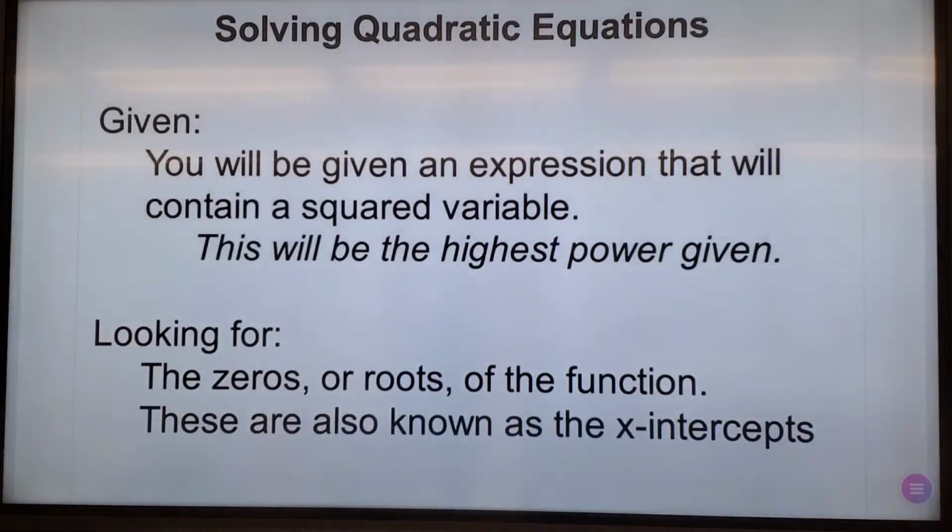Okay, solving quadratic equations. You are going to be given an expression that will contain a squared variable. That will be the highest power that you see in these problems. We are looking for the zeros or the roots of the function. Again, these are also the x-intercepts, but are presented differently.